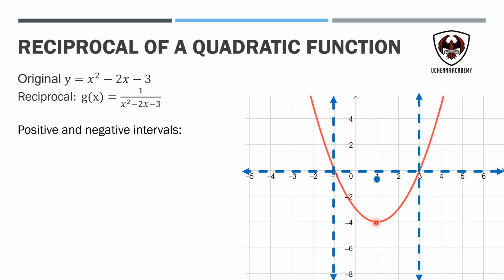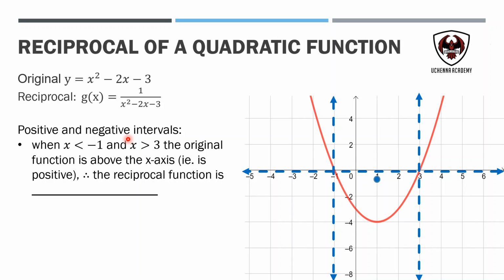Positive and negative intervals. This corresponds to whether the function is above the x-axis, or positive, or below the x-axis, or negative. That, in fact, doesn't change when you reciprocate a number. So when x is less than 1 and x is greater than 3, the original function is above the x-axis. So that's here and here.